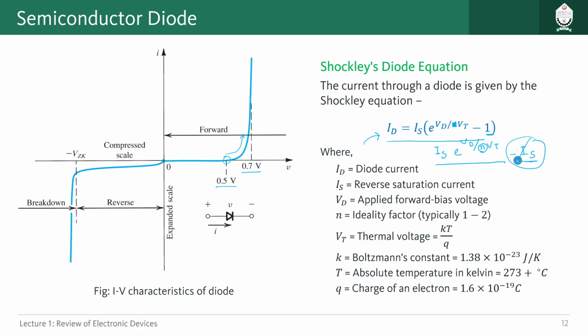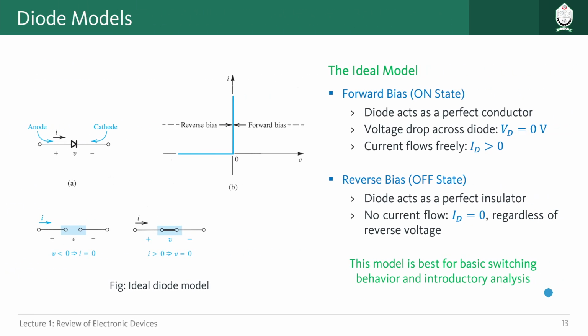So we can just omit that, and this is the approximated equation we will use throughout our calculation: ID equals IS e to the power Vd divided by Vt, where Vt is the thermal voltage. You can see all of the details given here. I don't think these are new to anyone, so we already know these things. Just some recap.